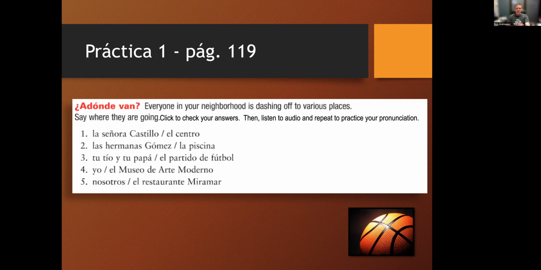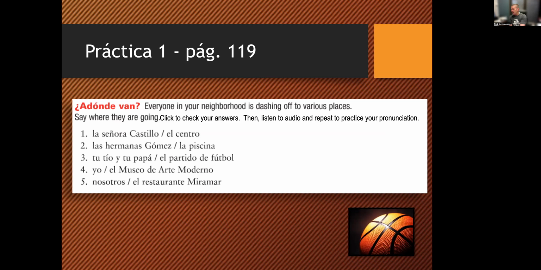So here are 5 examples for you. Number your papers, and you're going to take the prompts like La Señora Castillo and Centro, and you're going to say where she is going. You're going to form a sentence out of these prompts. And this is a model of what you'll see on the quizzes here. So take a second, pause, and then come right back and see how you did with these questions.